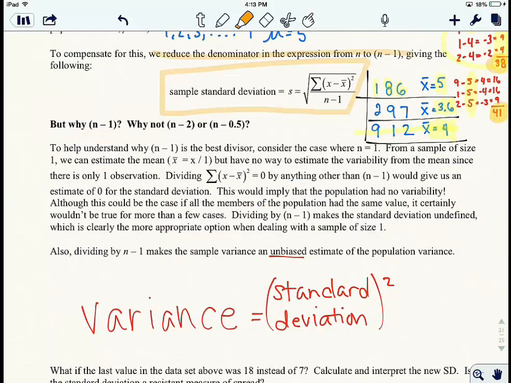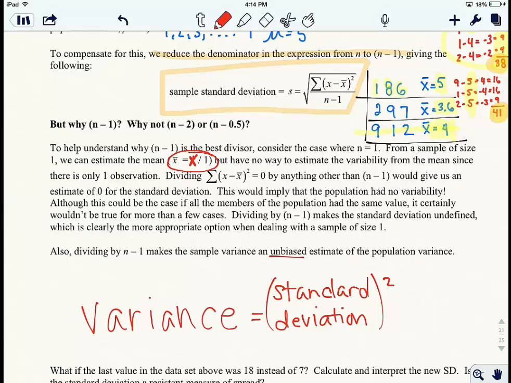So why n minus 1 but not n minus 2 or something else? Basically, we can think of the simplest case. If we had a population of just 1, the only way to properly estimate the standard deviation would be to divide by n minus 1. Let me read it. From a sample size of 1, we can estimate the mean of our sample value divided by 1. But we have no way to estimate the variability from the mean since there is only one observation. We don't know how much it's varying. We have nothing to compare to.